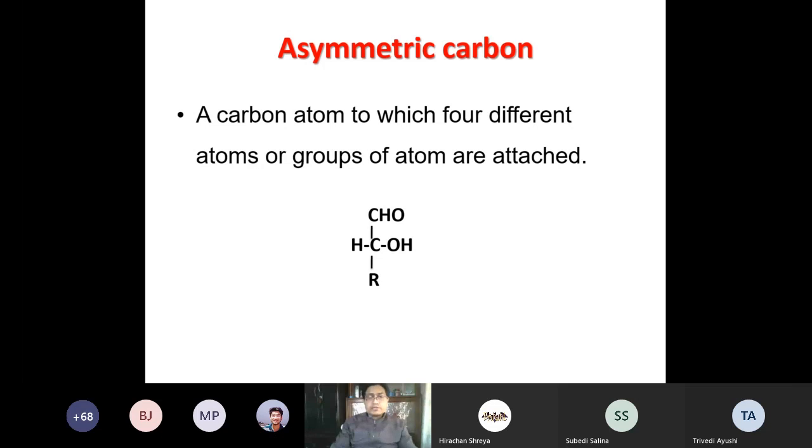Asymmetric means without symmetry. A carbon atom to which 4 different groups or atoms are attached. Here you can see the example. This is the carbon, and carbon has 4 valences, you all know, and to the 4 valences different groups are attached. That means this carbon is an asymmetric carbon. To know about the properties, we have to know about symmetric and asymmetric carbon. Asymmetric carbon is the one in which 4 different constituents are added.